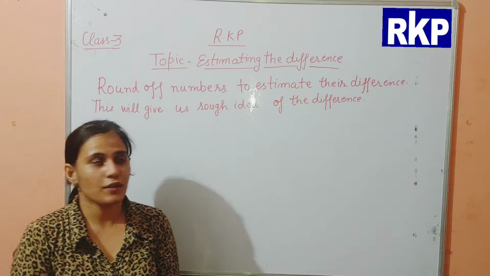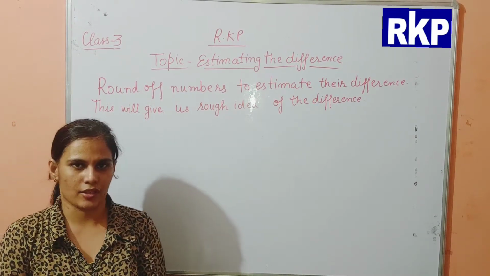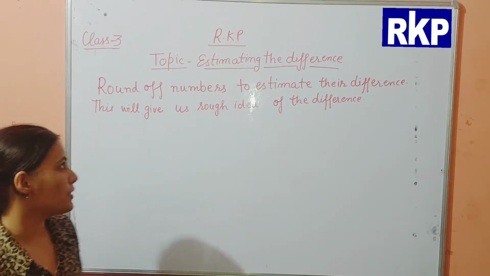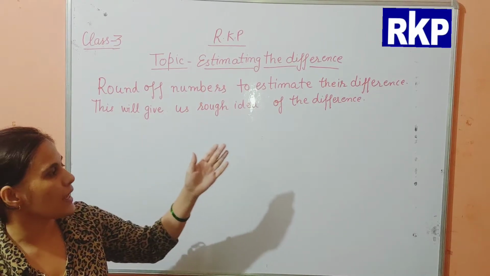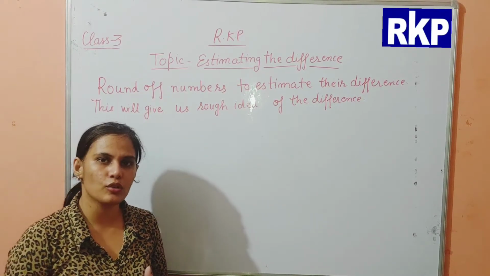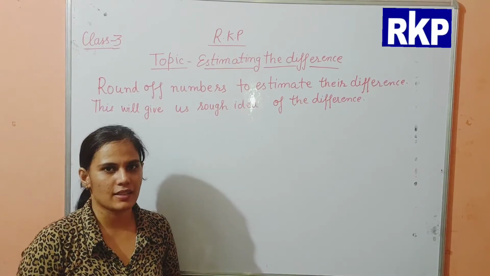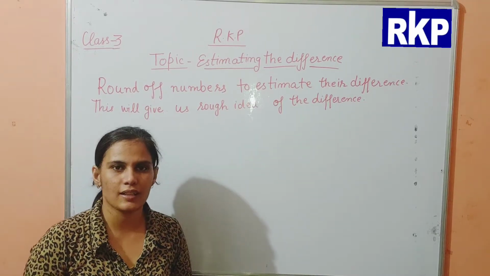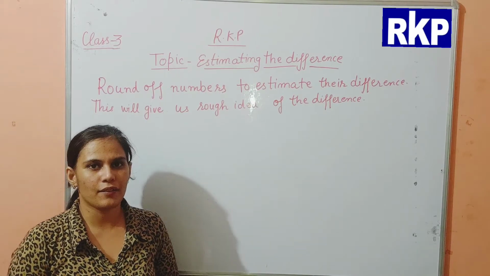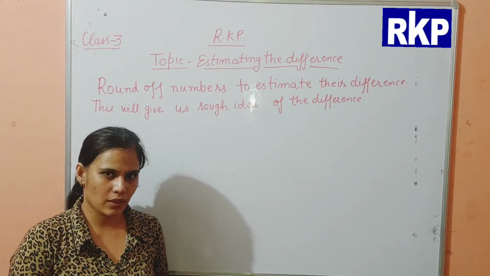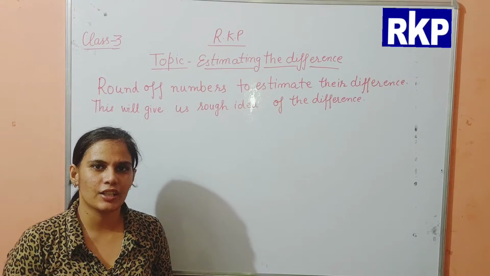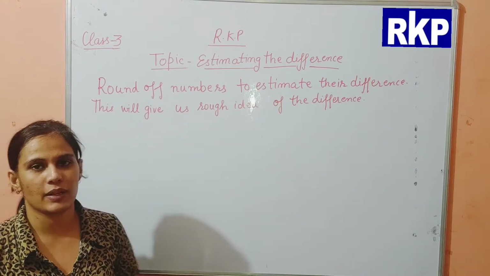So students, today our topic is estimating the difference. What do we mean by estimating the difference? Rounding the numbers to estimate their difference means first of all we round the numbers and then we get the difference, and this gives us the estimated difference, as we have already done in estimating the addition, and now we are doing estimating the difference.